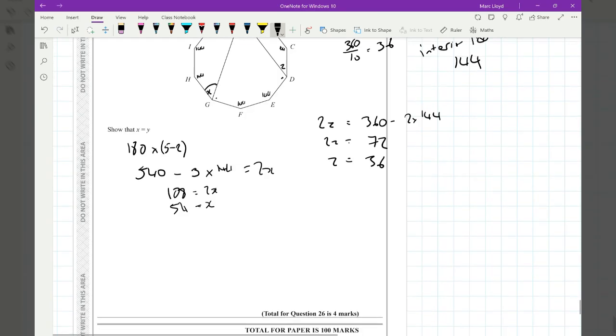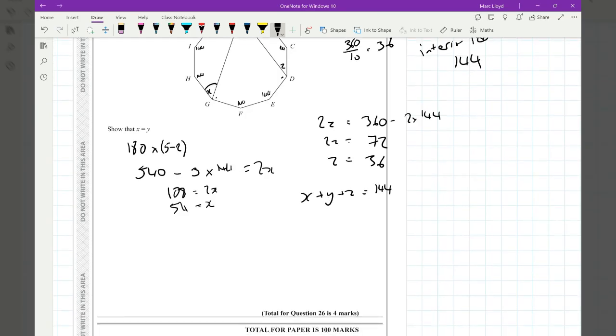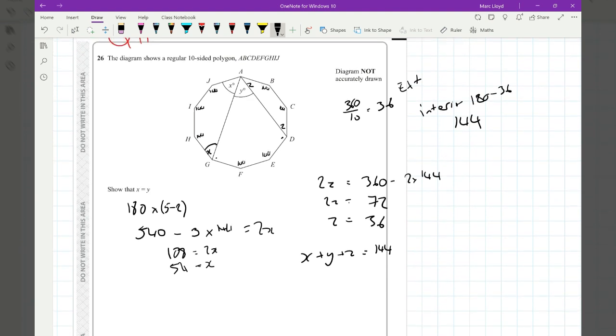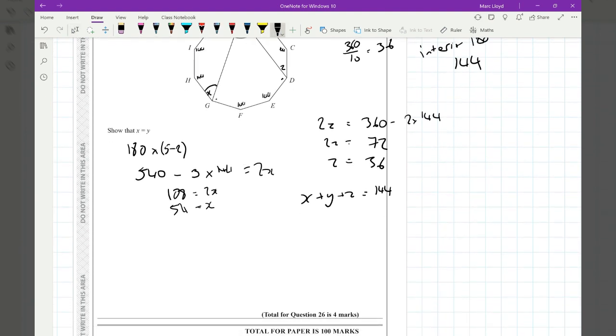And now x plus y plus z equals 144, because it's the interior angle of that decagon. We're going to do 54 plus y plus 36 equals 144. Y plus, that's 90. Unbelievable. Y equals 54, and therefore y is equal to x, or x is equal to y, because they're both 54.